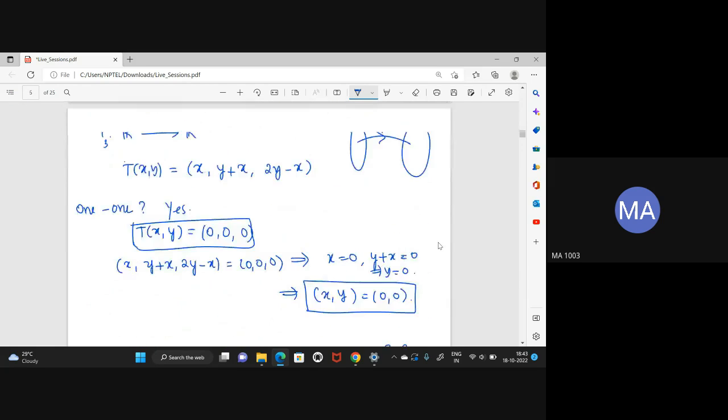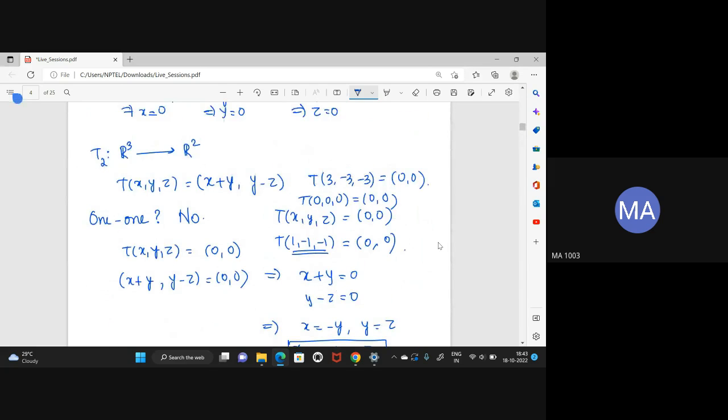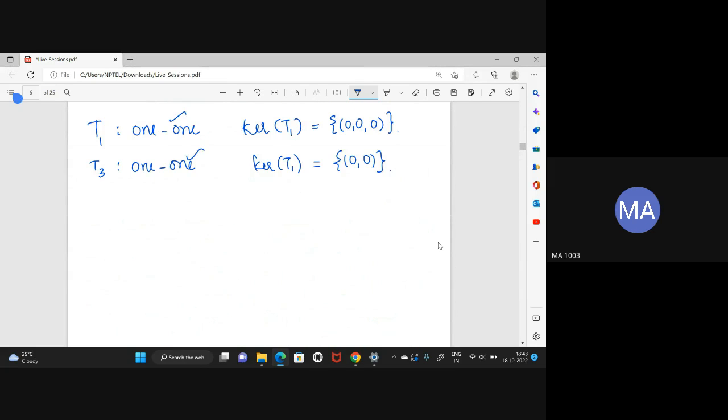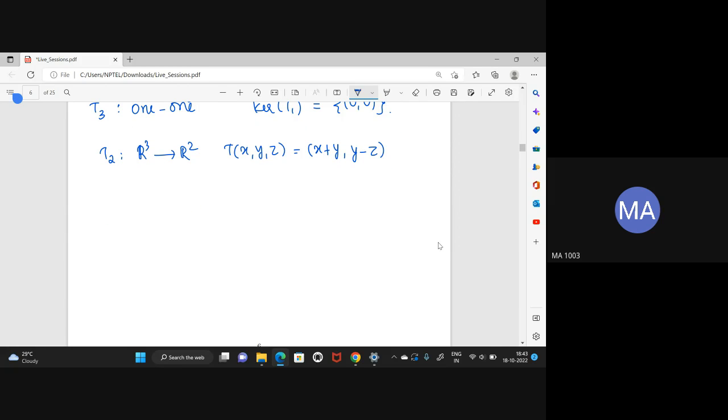Fine. So let's go back to T2. T2 is x plus y, y minus z. T2 is a map from R3 to R2. T of x, y, z is x plus y, y minus z. So how am I going to find the kernel?